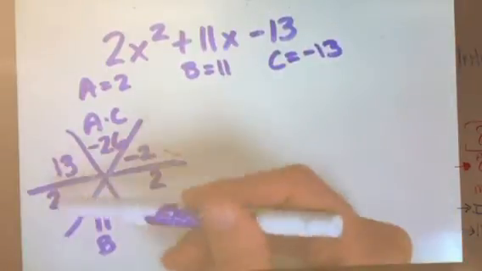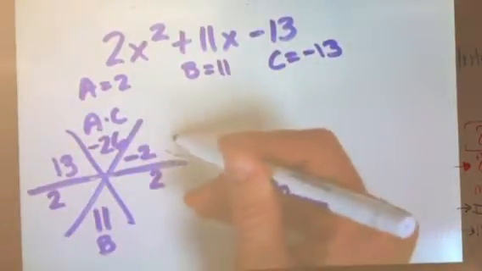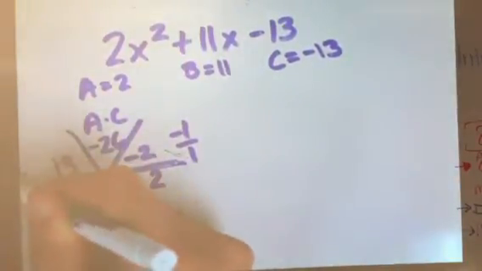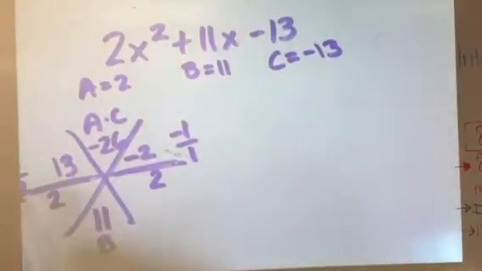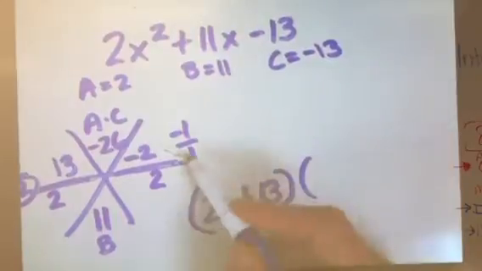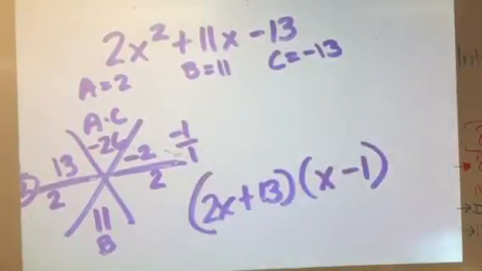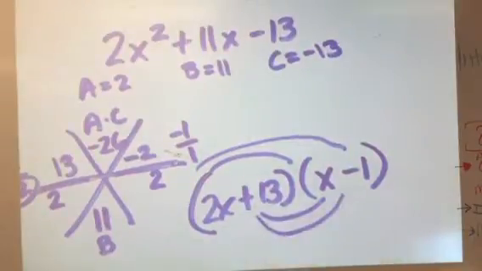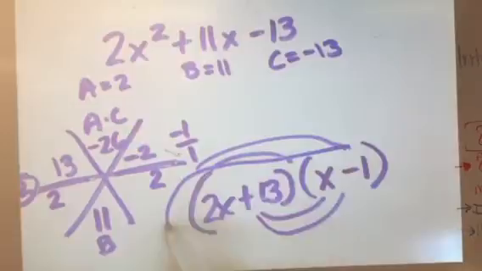These only need to be in simplest form. So here we can simplify, and this becomes negative 1 over 1. This cannot be simplified, so this is still 13 over 2. The denominator becomes the coefficient of x, so I have 2x plus 13 times 1x minus 1. You can always check your answer by multiplying: 2x squared minus 2x plus 13x minus 13 would simplify to 2x squared plus 11x minus 13. So this right here is my factored form.